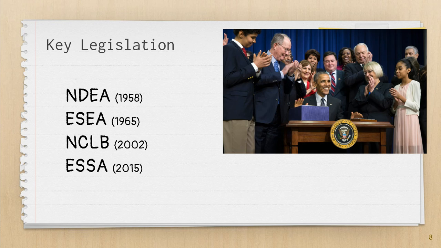The 2002 reauthorization of that act, known as No Child Left Behind, which is probably something many of you have heard of. It was again reauthorized in 2015 as the Every Student Succeeds Act, sometimes called ESSA, which is most known for attending to the needs of diverse student populations.